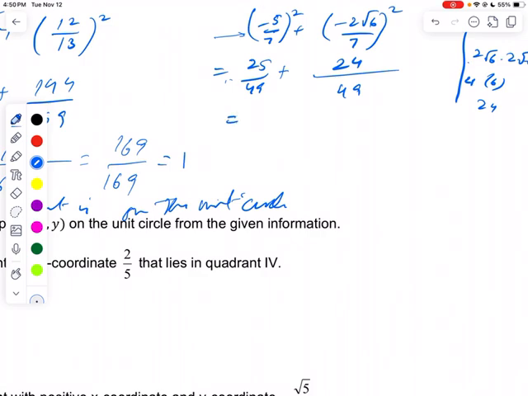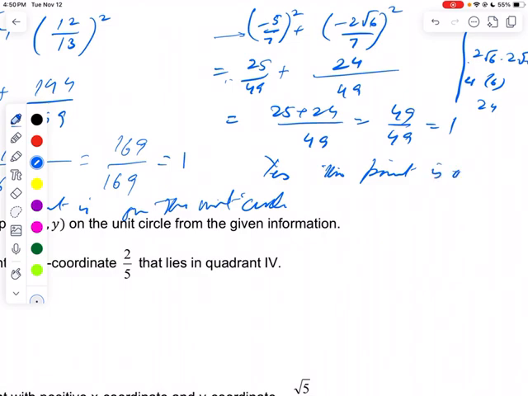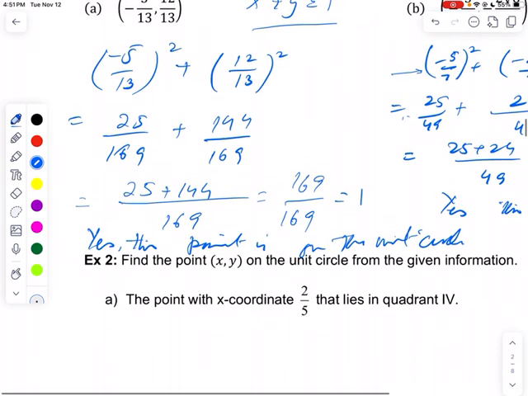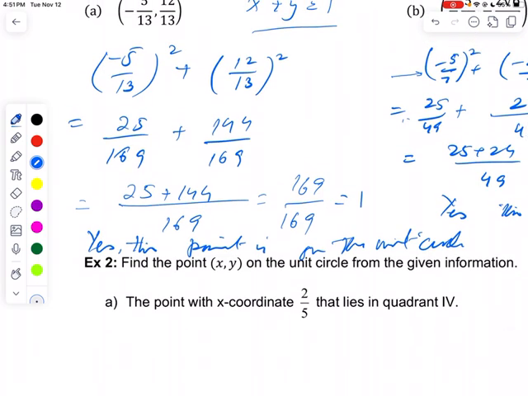So now the common denominator is 49. 25 plus 24 is 49 over 49, equal to 1. So yes, this point is on the unit circle. Okay. So now, we were looking at points, or we were checking whether a given point lies on the unit circle or not.